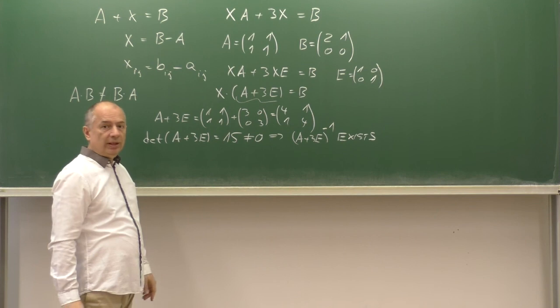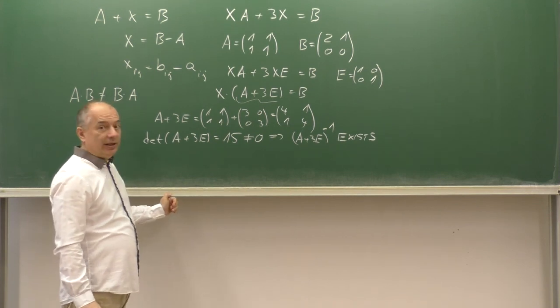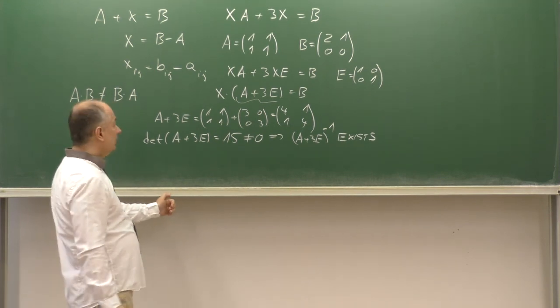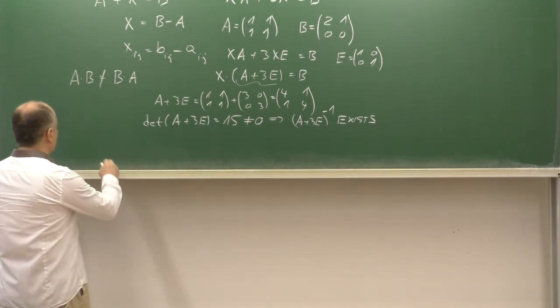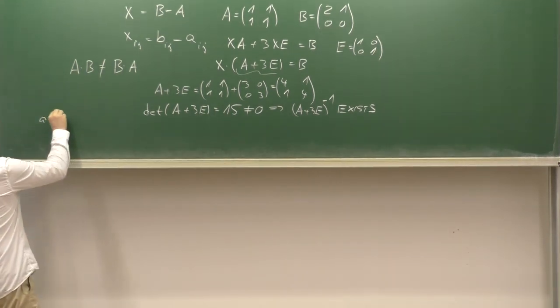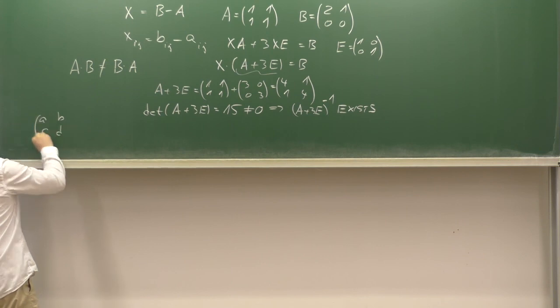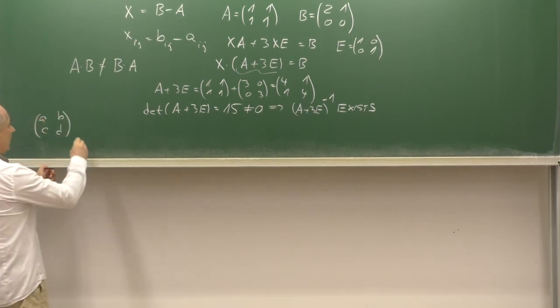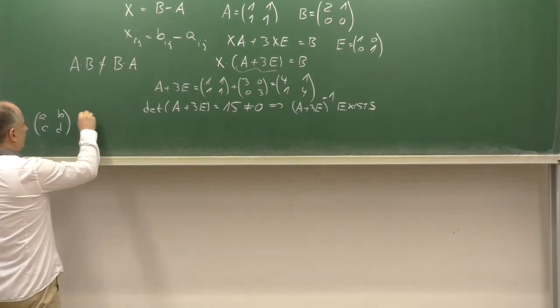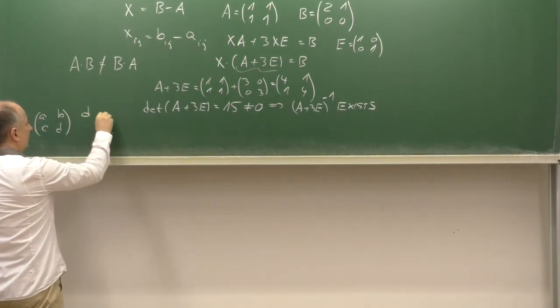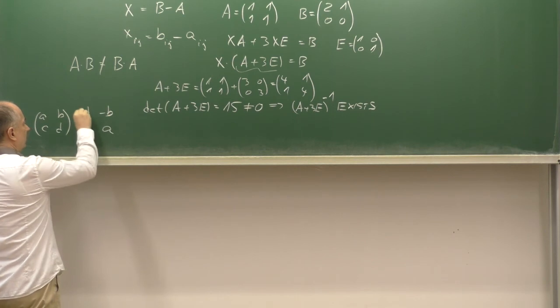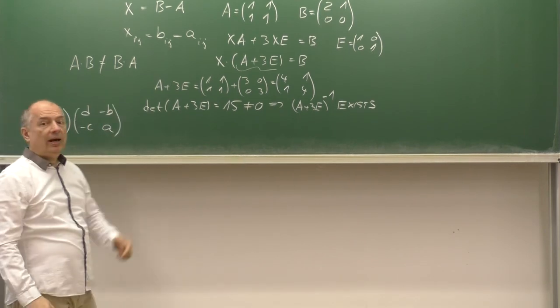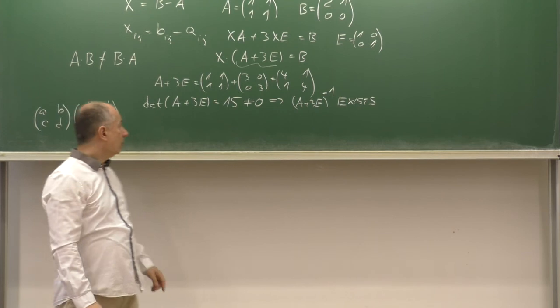How to find the inverse? For 2 by 2 matrices, there is a quick trick how to find the inverse. Namely, if you have a matrix A, B, C, D, then the inverse can be found by swapping the elements on the principal diagonal and multiplying the other two elements by -1 and dividing by the determinant.